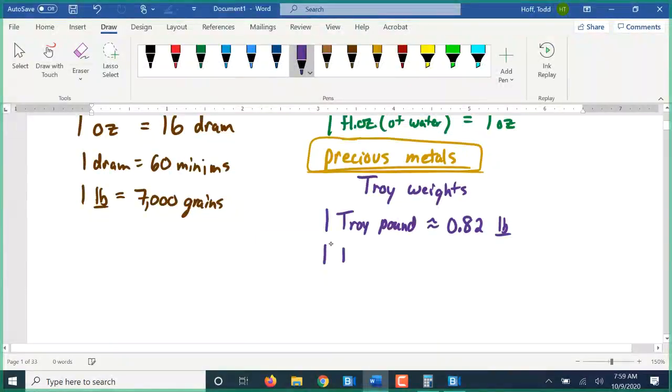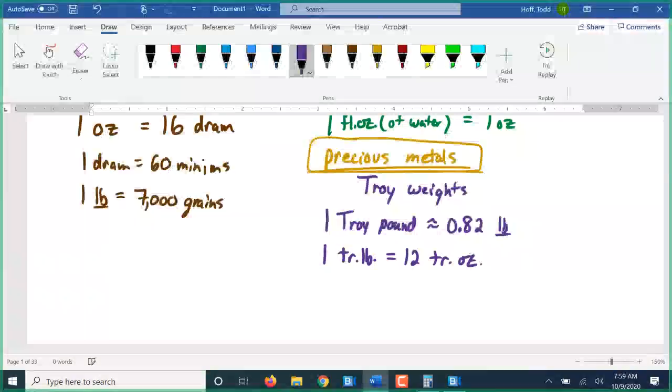However, 1 Troy pound contains only 12 Troy ounces. So even though the Troy pound is slightly smaller than the US pound, a Troy ounce is actually slightly larger than what we're used to for an ounce. So when you hear gold hit $1,900 an ounce, they're not talking about what we think of as an ounce. They're talking about a Troy ounce. So slightly bigger, not a lot, but just slightly bigger than what we're used to using as our ounce.